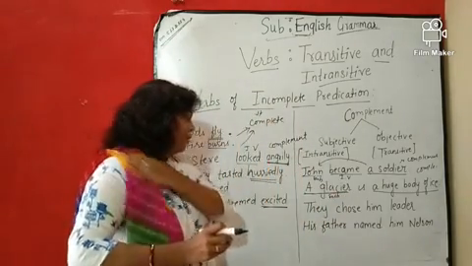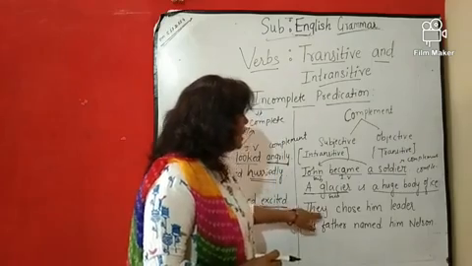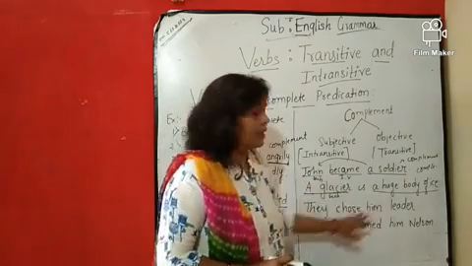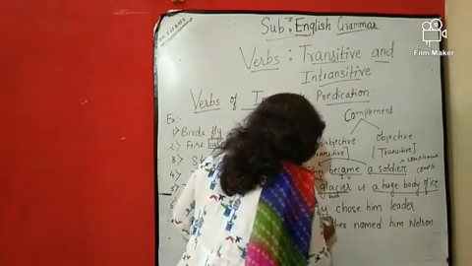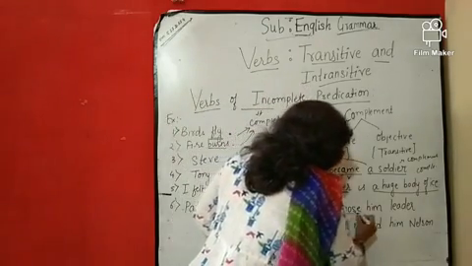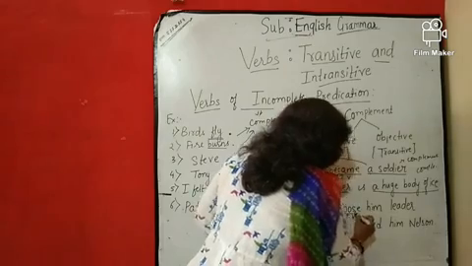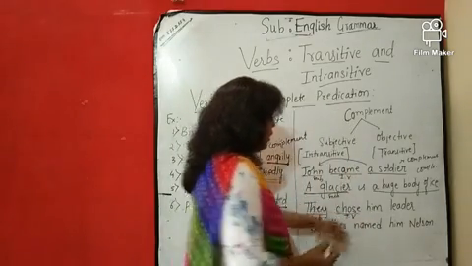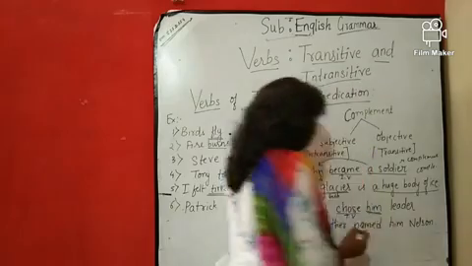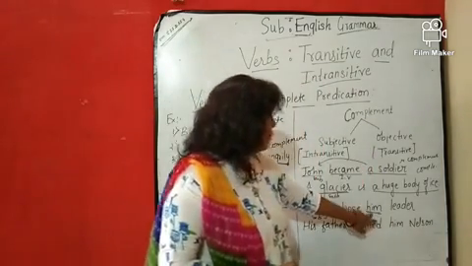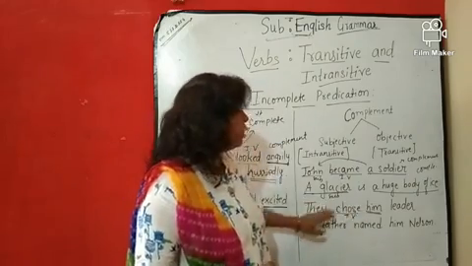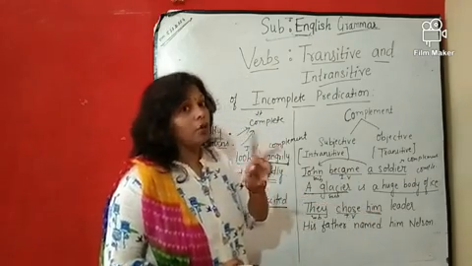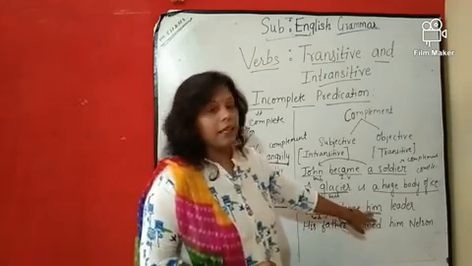Now, see another example. "They chose him leader." Now in this sentence, they is our subject, chose is our transitive verb. Here him is our object. Now him हमारा object है. So are they and him the same one? They और him एक ही है क्या? No, both are different. They अलग है, him अलग है.